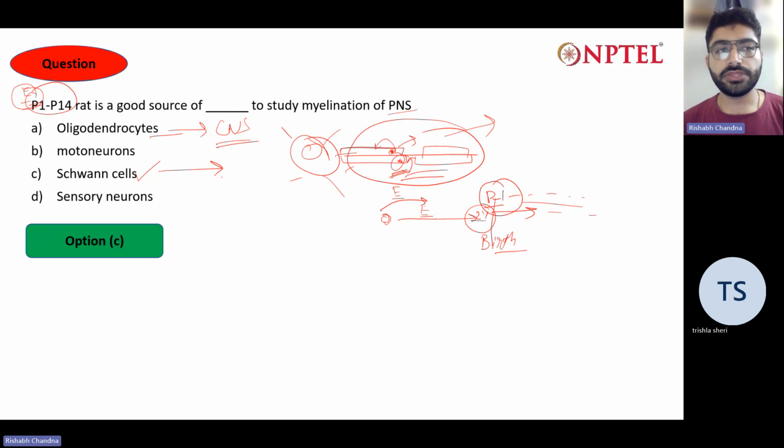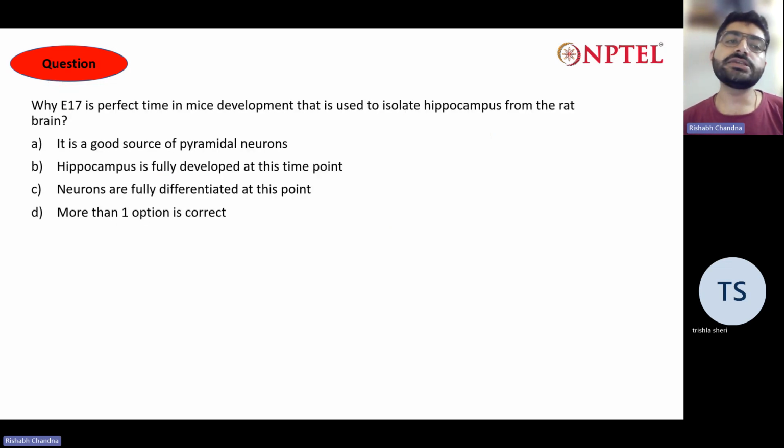Now let's move on to the next question. So why E17? We just talked about the naming of this particular number, that at a particular point we isolate certain organs. So E17 is a perfect time in mice development that is used to isolate hippocampus from the rat tail. The options are: it is a good source of pyramidal neurons; hippocampus is fully developed at this point; neurons are fully differentiated at this point; or more than one option is correct.